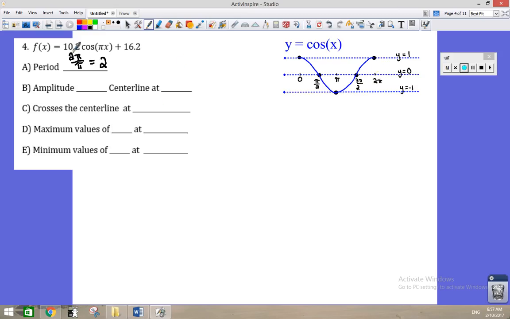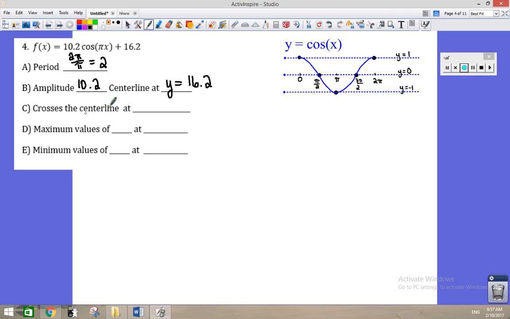We have an amplitude that's the multiplier that's in front of your sine or cosine. So in this case, it's 10.2. The center line, has there been a vertical shift? Have you taken this graph and lifted it up or down any amount of units? And here, it's the positive 16. We're lifting it up 16.2 units. So the old center line was 0, and that's 0 plus that. That's where our new center line is at.